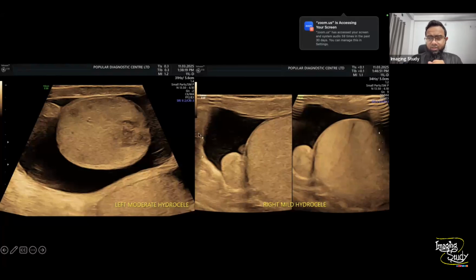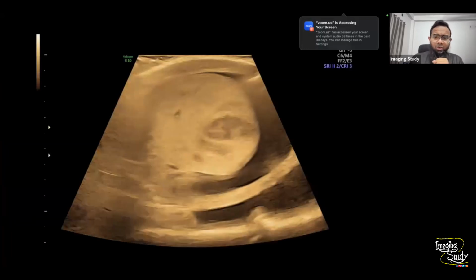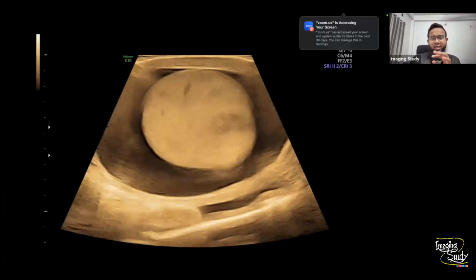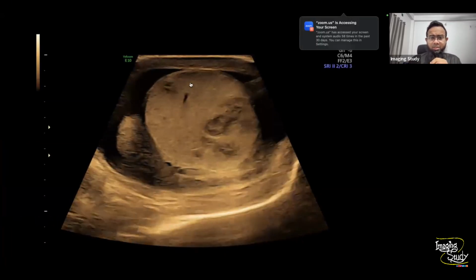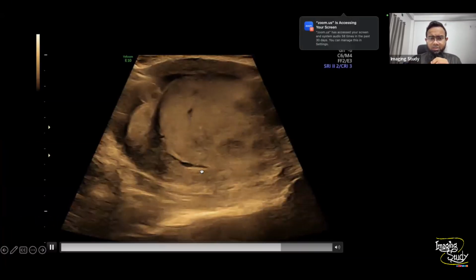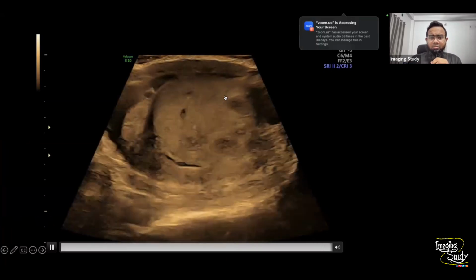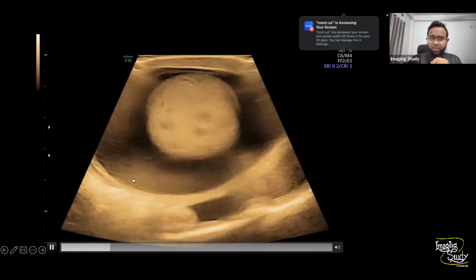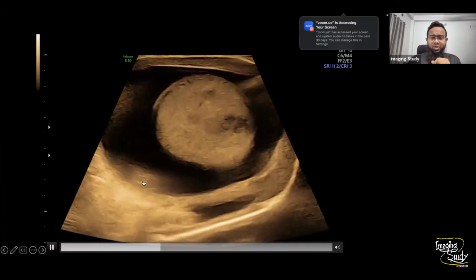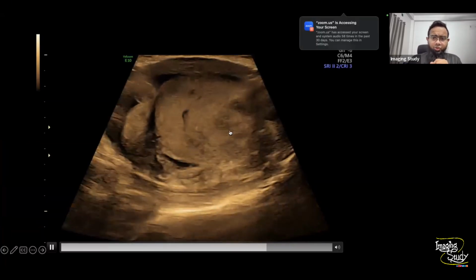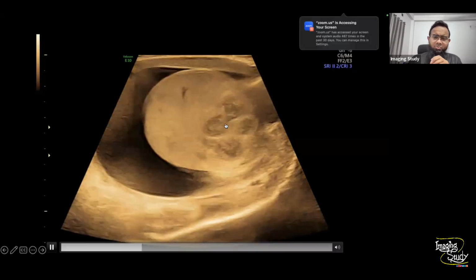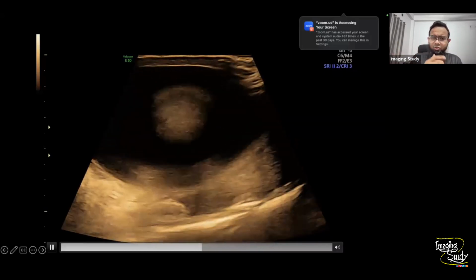So this is the right side. You can see the fluid, and this is the left side, which showed a little more fluid than the right side. So let's jump into the real-time imaging, and now you can see this is the left testis and hemiscrotum. You can see this is the epididymis here, and there is a fluid collection here. The main thing that we want to notice here is the parenchyma. You see the parenchyma shows some heterogeneous space-occupying lesion or something like that.